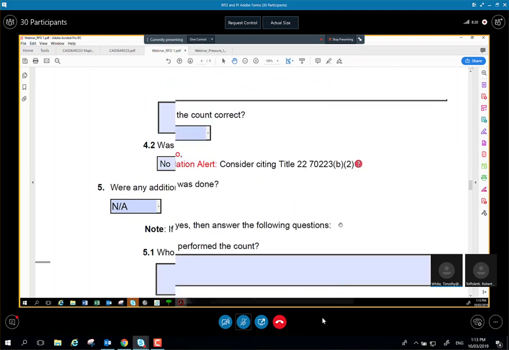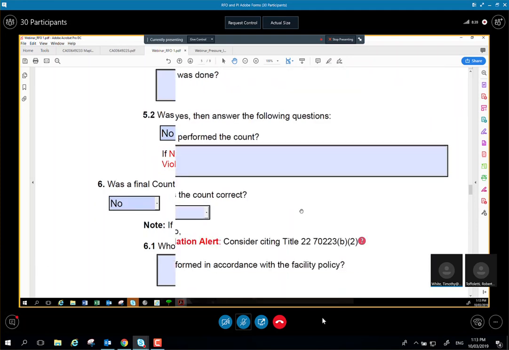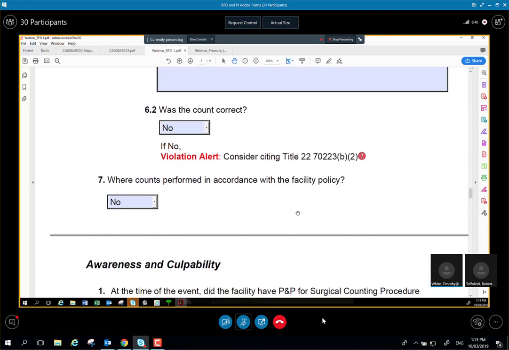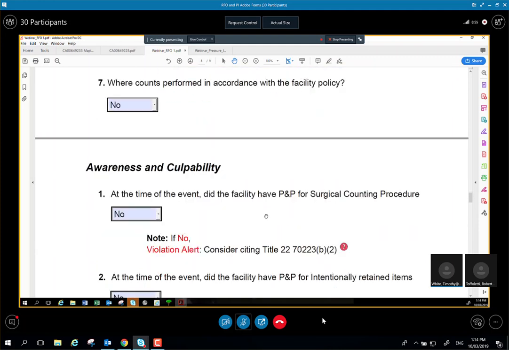And then we want to know for each of these, was the count correct? And if it wasn't, then again, we want to take a look at surgical services in Title 22 and possibly write that. Any questions so far? I'm going kind of quickly, so. No? Okay, I'll continue going there.